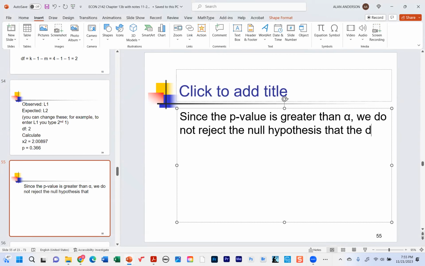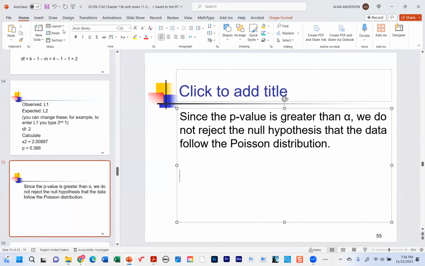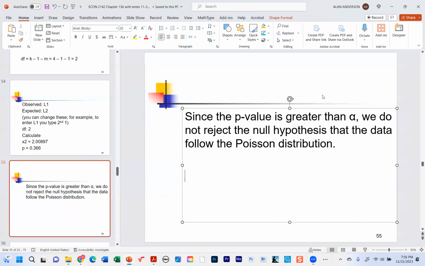That data follow Poisson distribution. Okay, so what we just basically did was show that the data do in fact follow the Poisson distribution. That's what all this work was for. The bottom line is the data do follow the Poisson. And that's all we need to do.